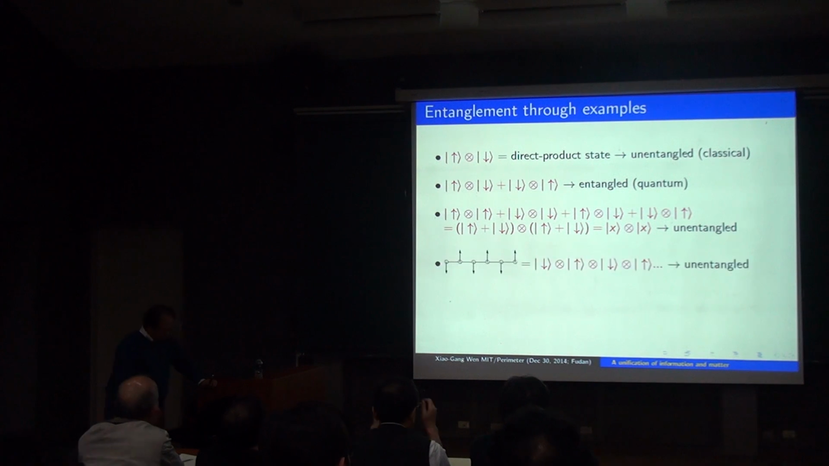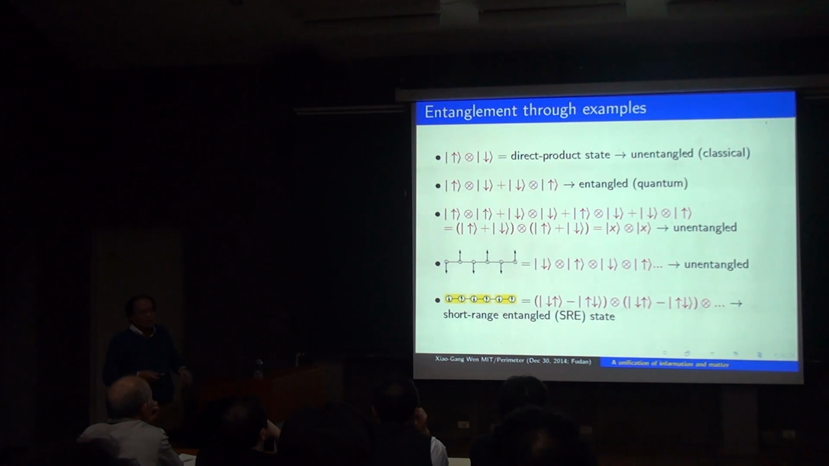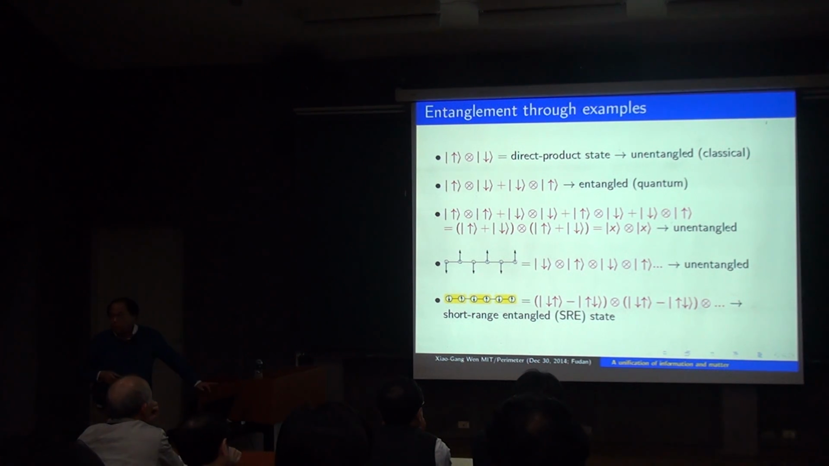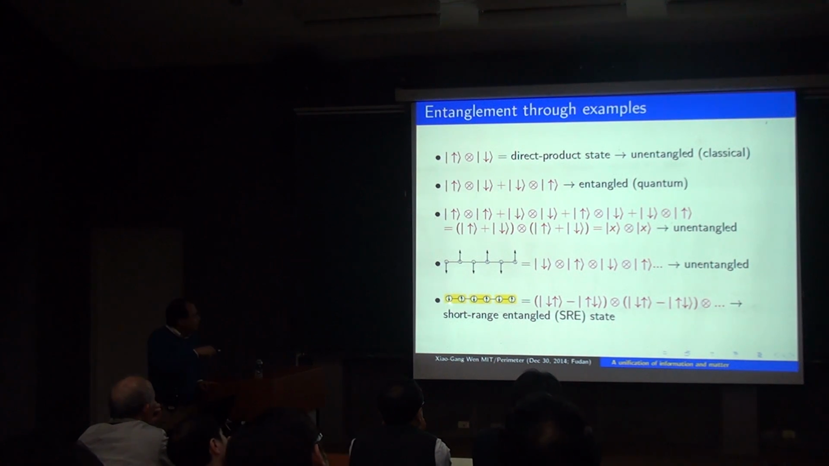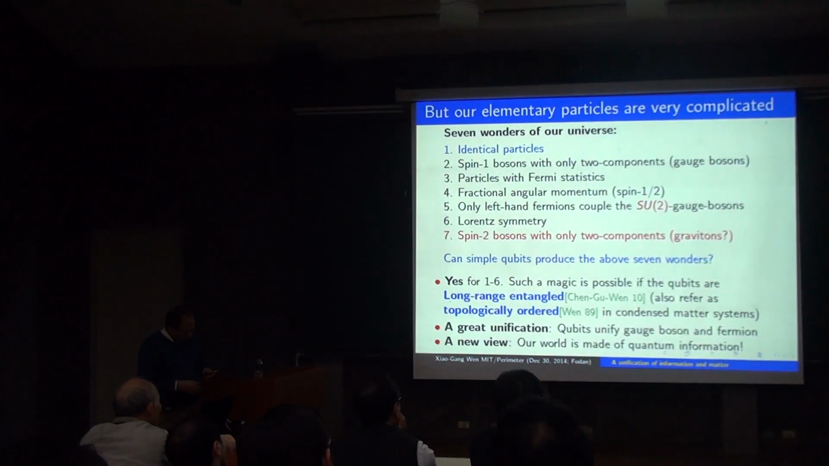Okay. And in condensed matter, we study a lot of quantum systems, like antiferromagnetic states. The antiferromagnetic state, like spin up, spin down, spin up, spin down, is unentangled. And we can also study some kind of dimer solid, in which the spin up, spin down form a singlet, and this spin up, spin down form another singlet, etc. And this state is entangled. So this one is unentangled, but this state is entangled. However, this state is not long-range entangled. It's only short-range entangled. Remember, I have emphasized that to explain these wonders, we need so-called long-range entanglement.